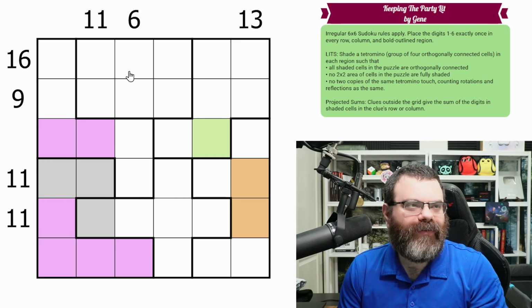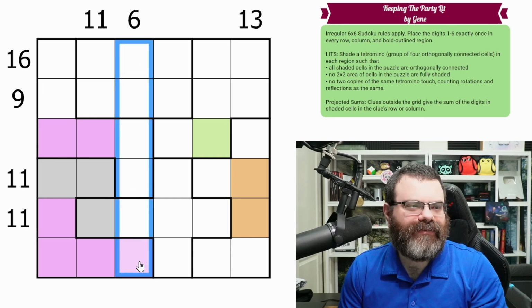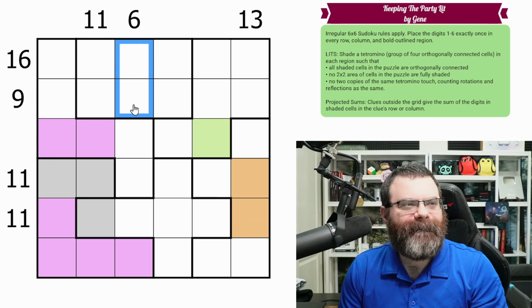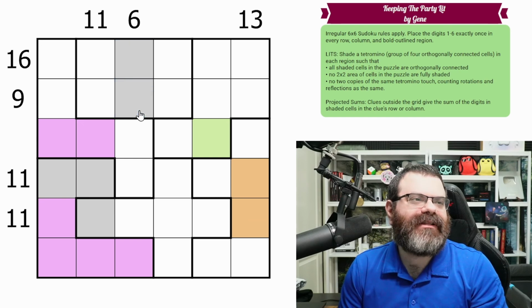I wonder if the 6 is interesting. We can only have 3 of these cells shaded. I think, do we need to shade one of these two? Yeah, we have to shade at least one of these two. If they were both gray, then we'd have a 2 and a 2, right? I mean, yeah, we're going to be omitting 2 of these cells, but not the 2 middle ones.